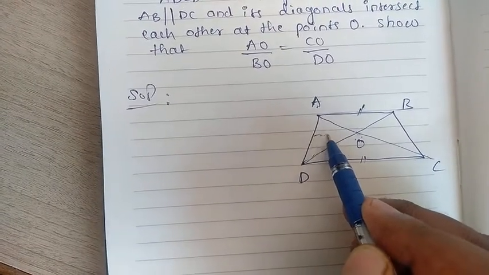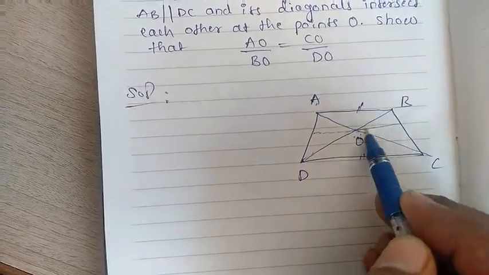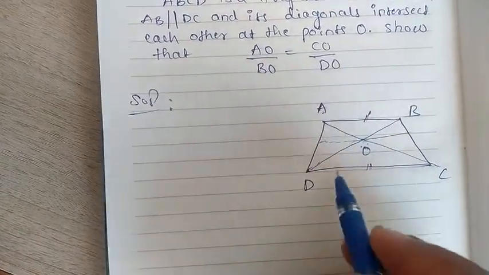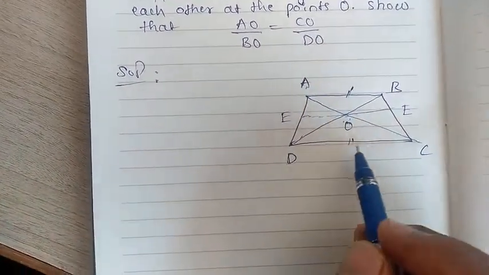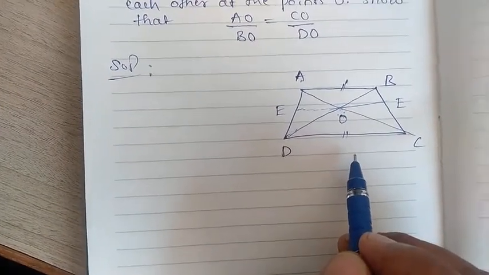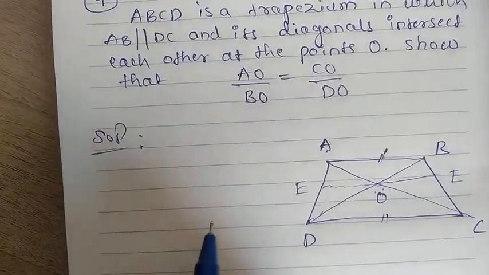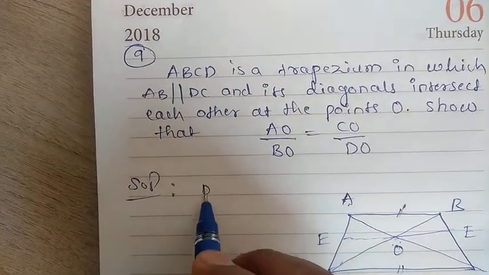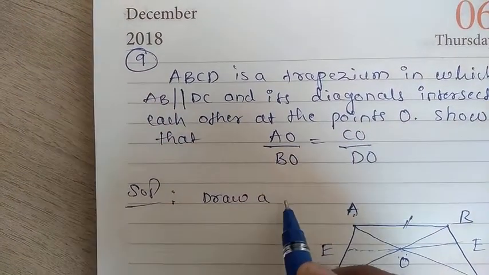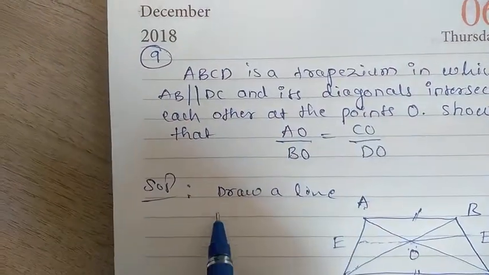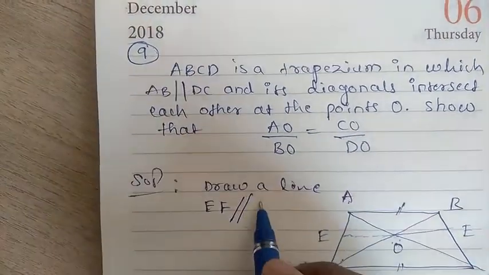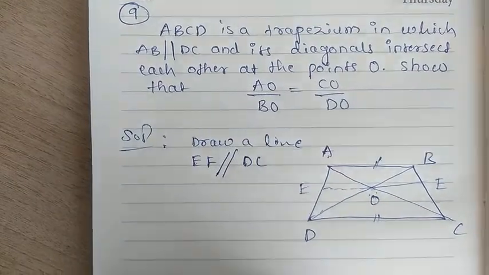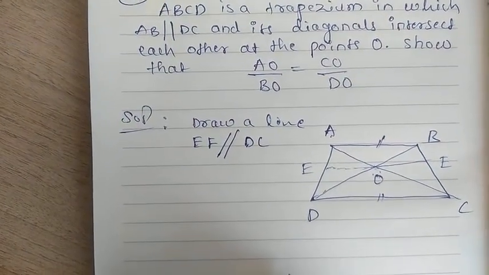So draw one line parallel to DC, and give the names E and F. Yes, you have to write here: draw a line EF parallel to DC.